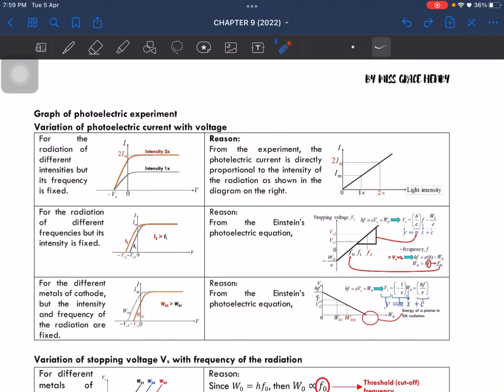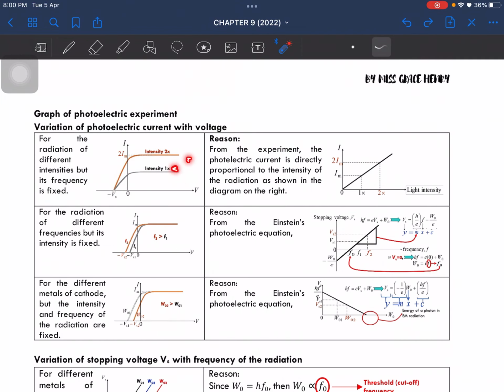Okay, so this is a continuation for the second subtopic. These are some of the graphs of the photoelectric experiment. The first variation of the photoelectric current with voltage is this one. This one is when the intensities are different, but the frequency is still fixed. This is the first intensity, and then the second intensity is this one.